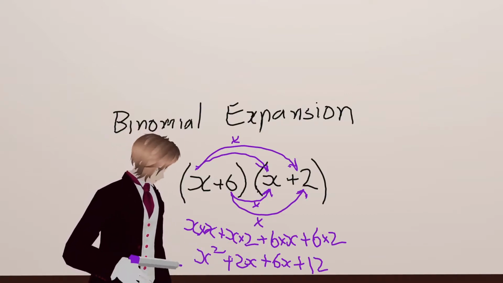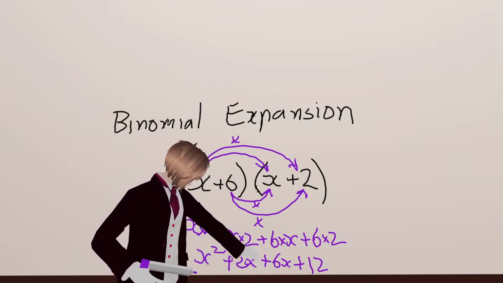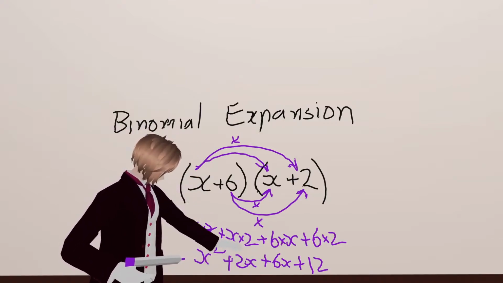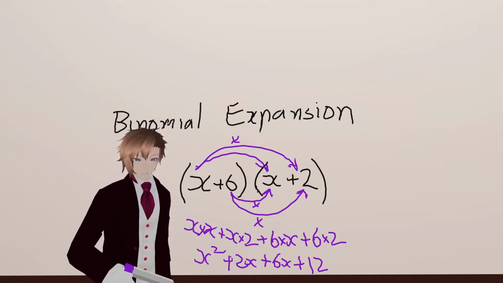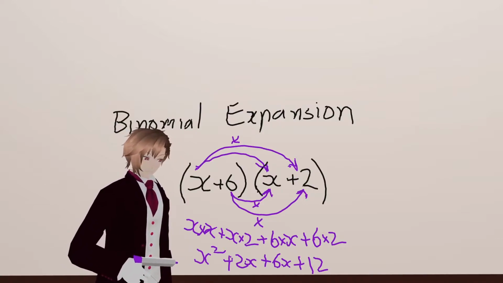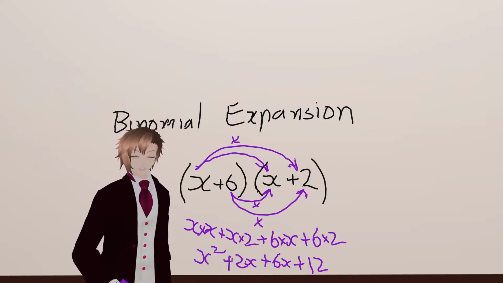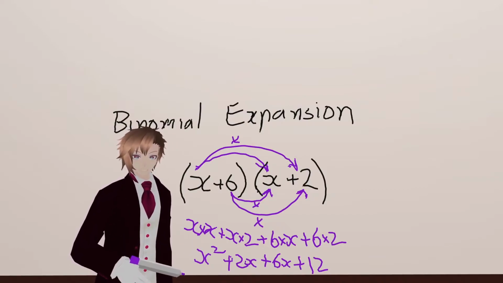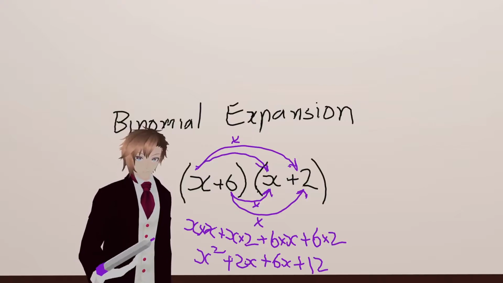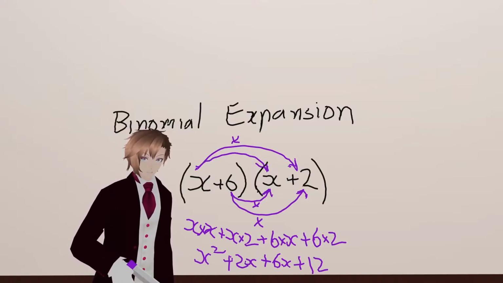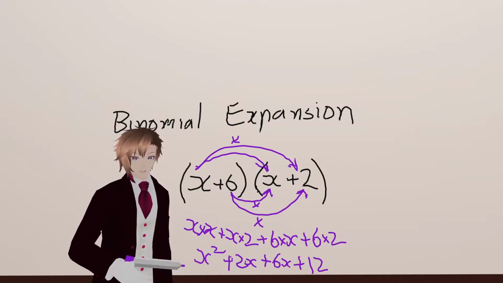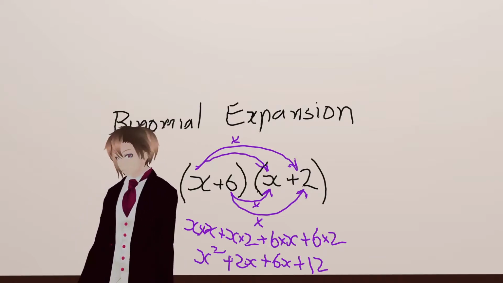Lastly, with this example, we could then simplify 2x and 6x. 2x plus 6x is 8x. In the end, we would end up with x squared plus 8x plus 12. That would be the simplest answer we can get. Let's do a couple of examples so we can better understand binomial expansion.